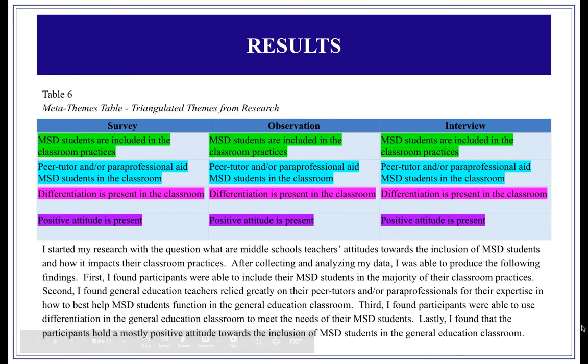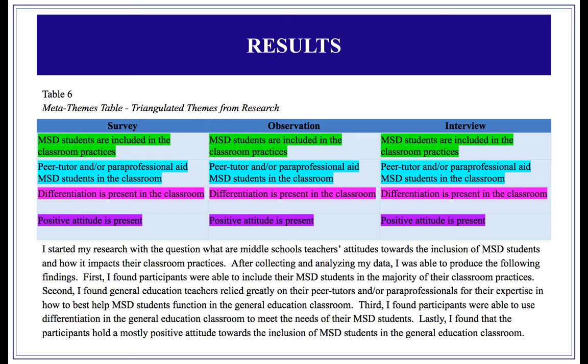I started my research with the question, what are middle school teachers' attitudes towards the inclusion of MSD students and how it impacts their classroom practices? After collecting and analyzing my data, I was able to produce the following findings. First, I found participants were able to include their MSD students in the majority of their classroom practices.